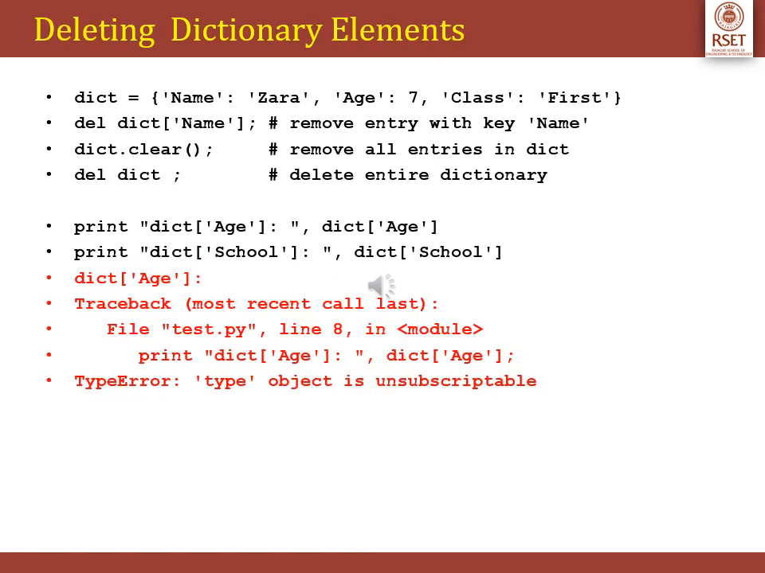We can delete one or more items from the dictionary using the del keyword as shown in the example. To delete or remove all the items in just one statement, we can use the clear function also. Finally, to remove an entire dictionary from memory, we can again use the del statement as shown in the example.